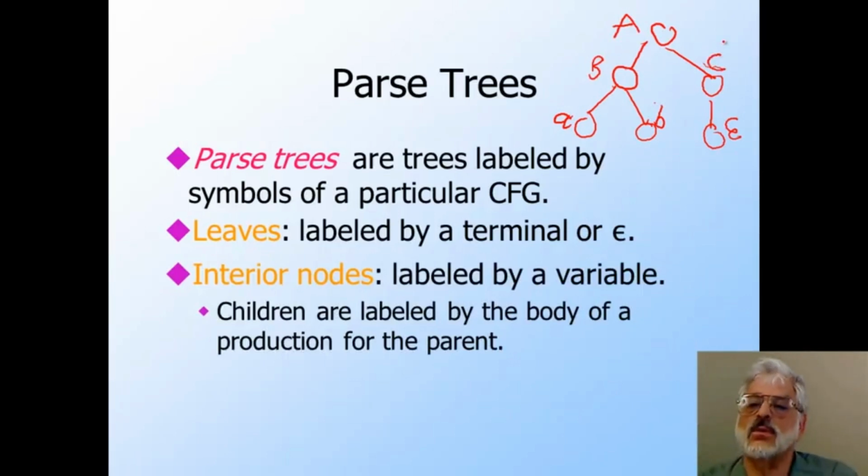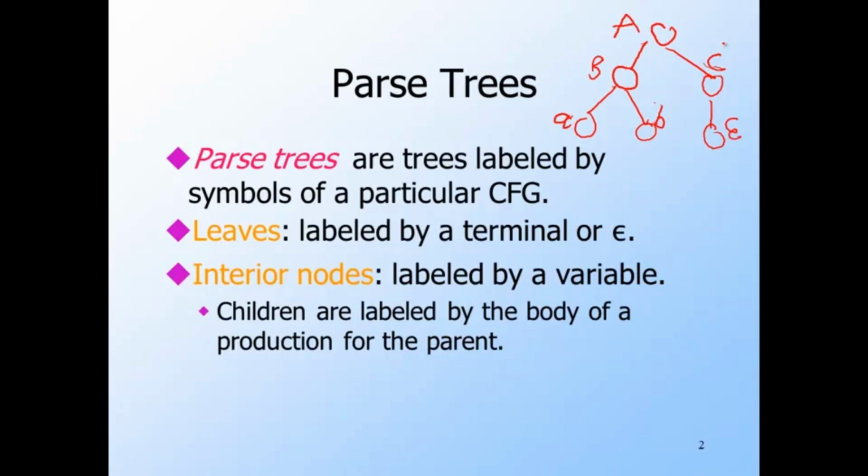Here are some examples. The important property that makes a tree a parse tree is that there is a production of the grammar with the label of the node in question as its head and the labels of its children read left to right as its body. Okay. For example, if you look at this parse tree, we would infer that A goes to BC is a production. Also, B goes to little a, little b is a production, and C goes to epsilon is a production.